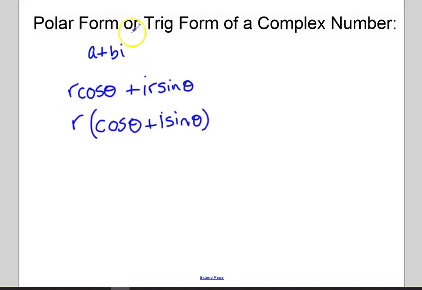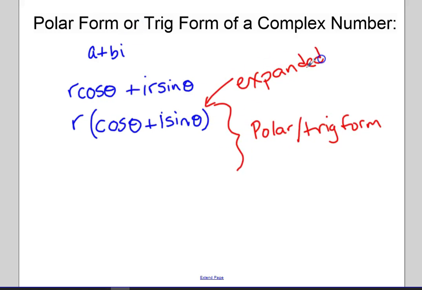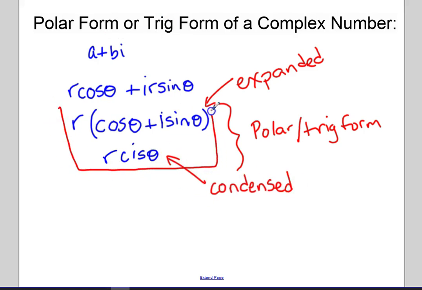Okay, so that's considered expanded polar form. And there's also a condensed form, because it's always cosine some angle plus i sine theta, so sometimes they write it this way. The condensed form is this, r cis theta. They just take the c, the i, and the s from cosine i sine theta, and they write r cis theta. And that's called the condensed form. Box that in. Those are your complex numbers in polar trig form.